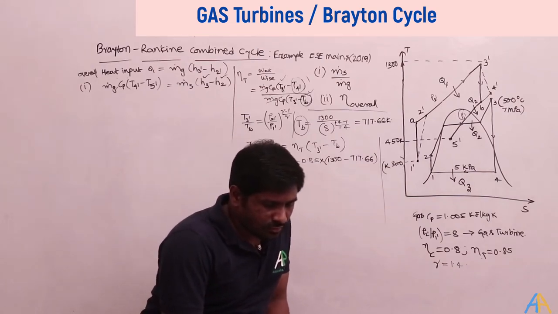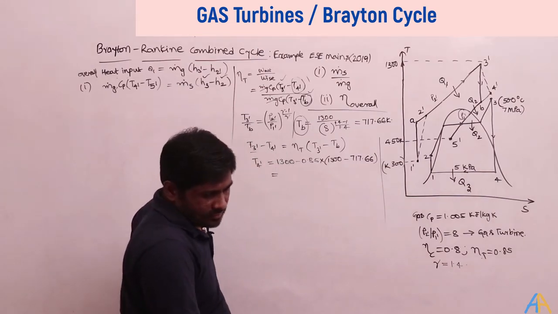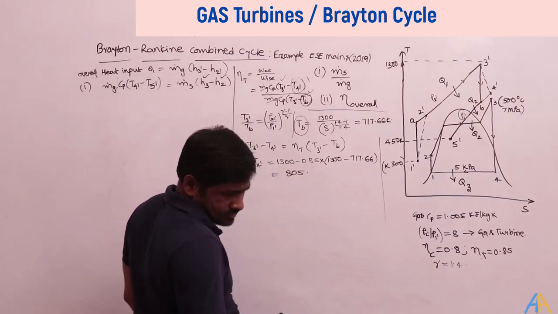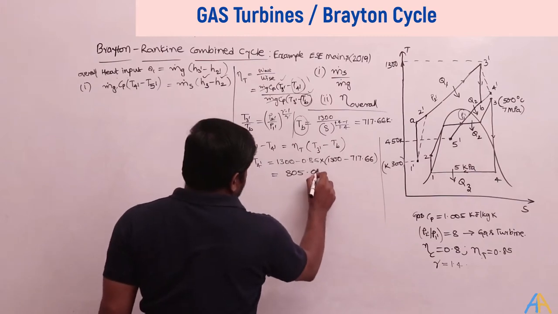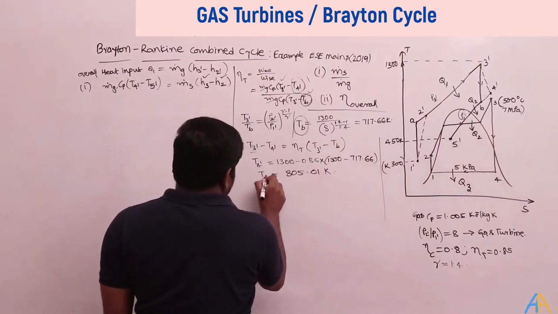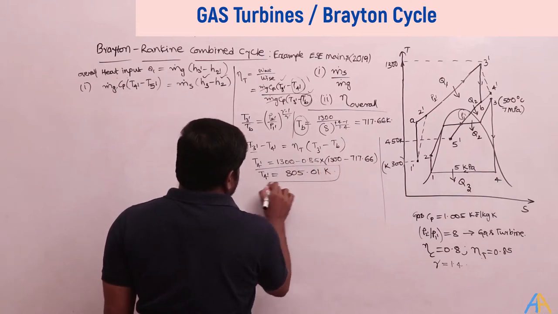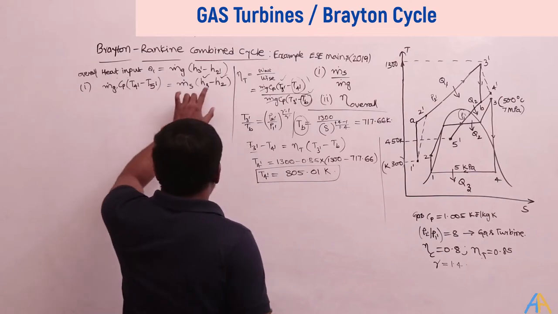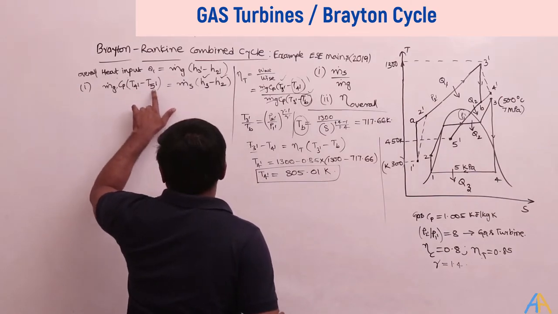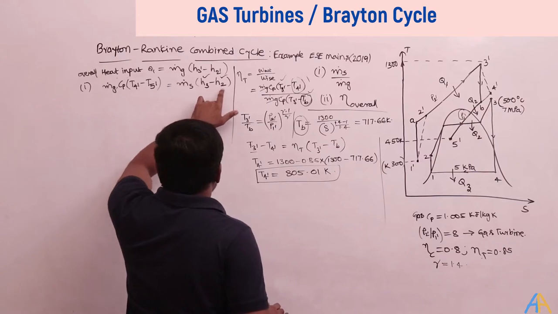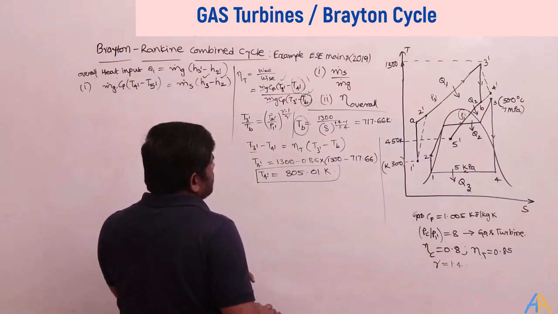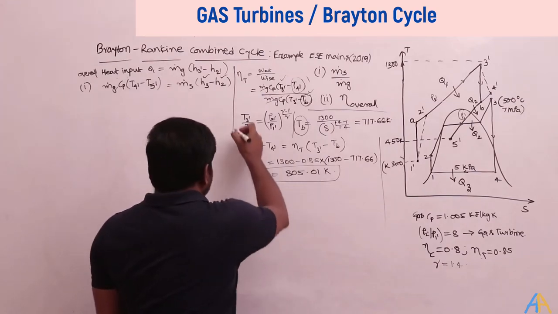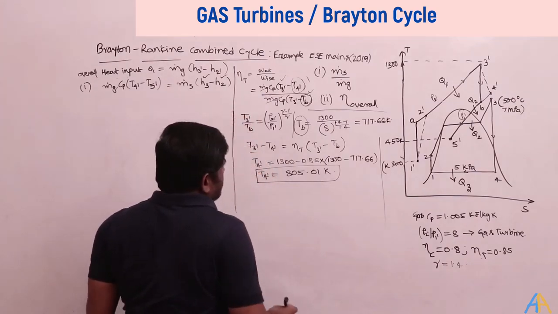After simplification, how much value will you get? Generally you should get a value more than the TB. You will get 805.01 Kelvin. So T4 dash is this much, I will keep it aside. Here T4 dash is known, T5 dash is known, H3 and H2 we can take from the steam table. But before that, here itself I try to calculate the other temperatures also.